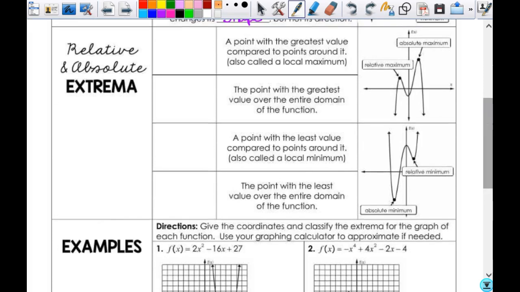The relative can also be called local max and mins. If you have a point with the greatest value compared to the points around it, so it's a comparative type thing, this is your relative maximum. Right. Could also be called a local maximum. And then the point where the greatest value over the entire domain of the function would be the absolute.